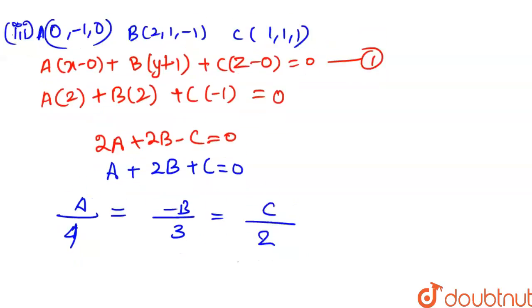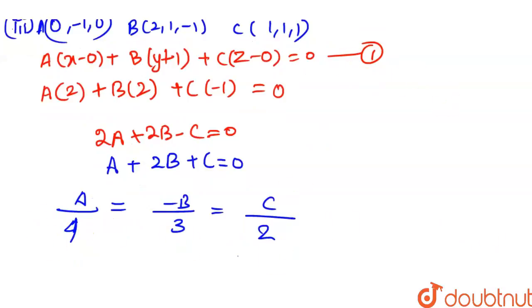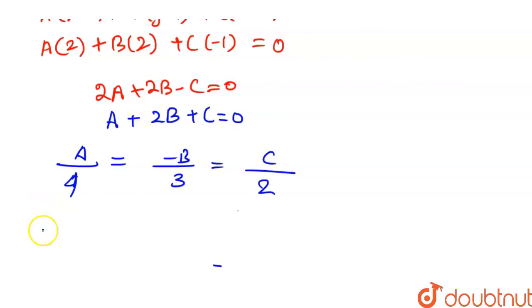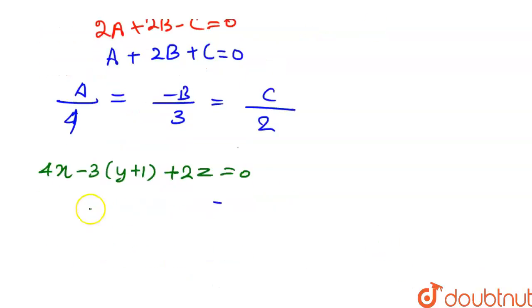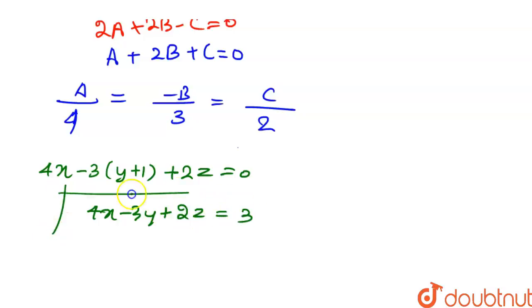The equation of the plane will be, putting these direction ratios into the first equation, 4 times of (x minus 0), that is 4x, then b times of (y plus 1), so minus 3 is b right here, so minus 3(y plus 1), plus c times of z, that means 2z is equal to 0, right? Opening this equation will give us 4x minus 3y plus 2z is equal to 3, right? This is our answer for the third part.